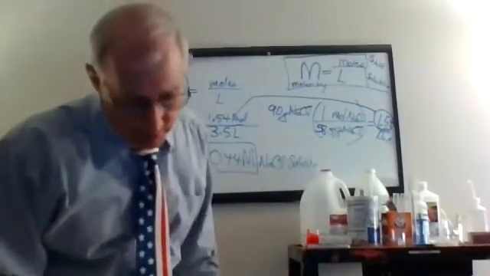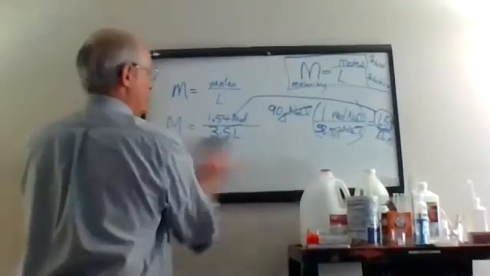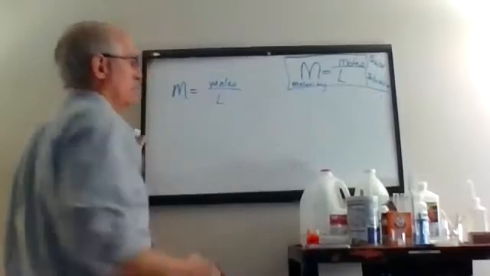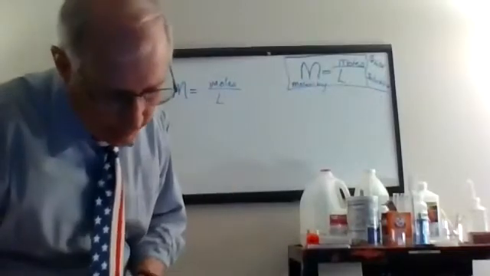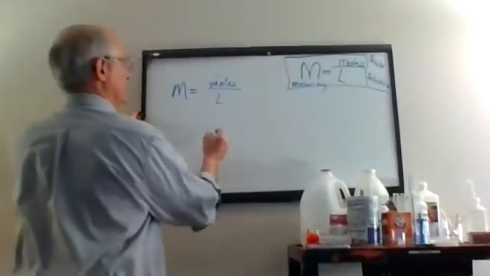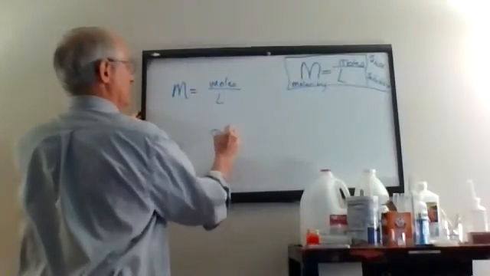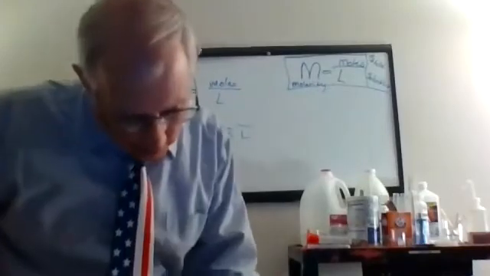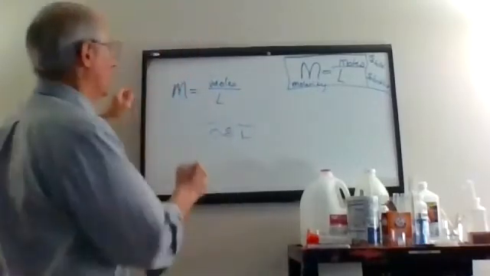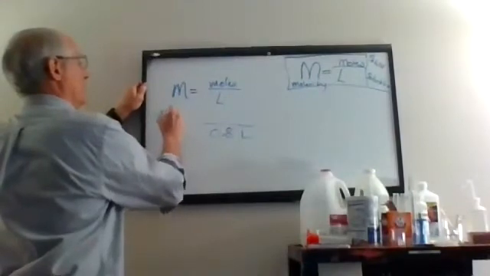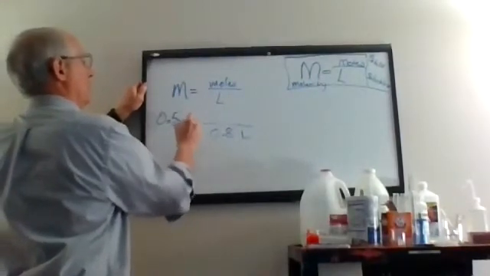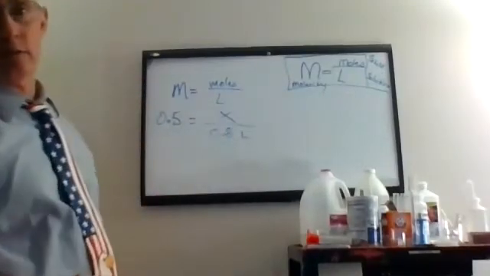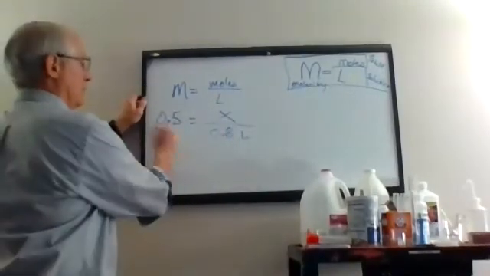Sample problem B. Same thing, except you're looking for a different unknown. Sample problem B says you have 0.8 of a liter of 0.5 molar hydrochloric acid. You know what this is going to be? X. And what are we going to do?